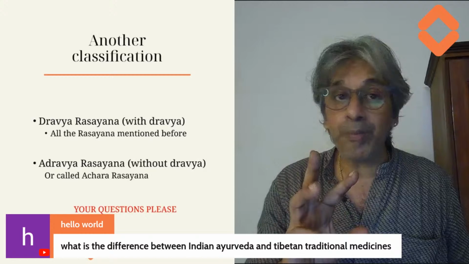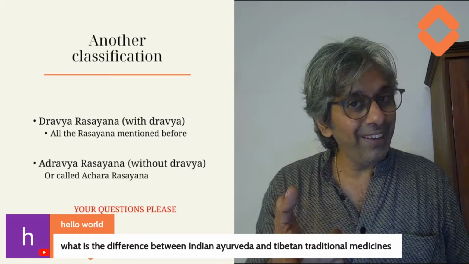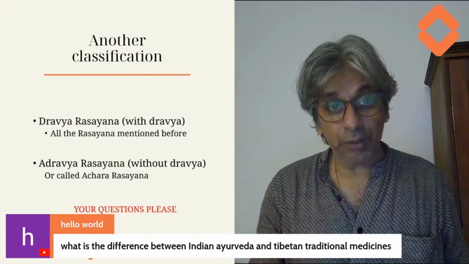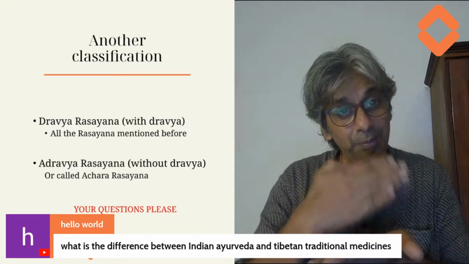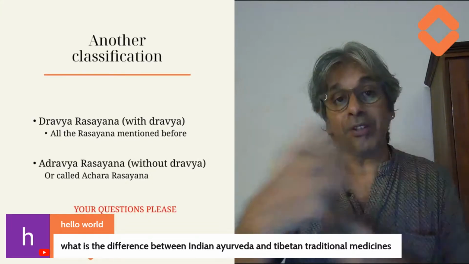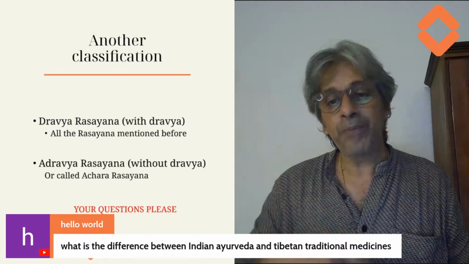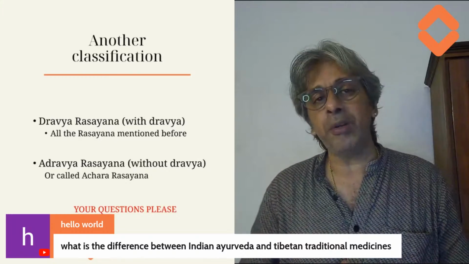Every herbal treatment is not Ayurveda. But Ayurveda can use herbs. If you're able to understand with Vata, Pitta, and Kapha, and then understand which medicine to give, then it becomes Ayurveda. The same thing goes for Tibetan traditional medicine.